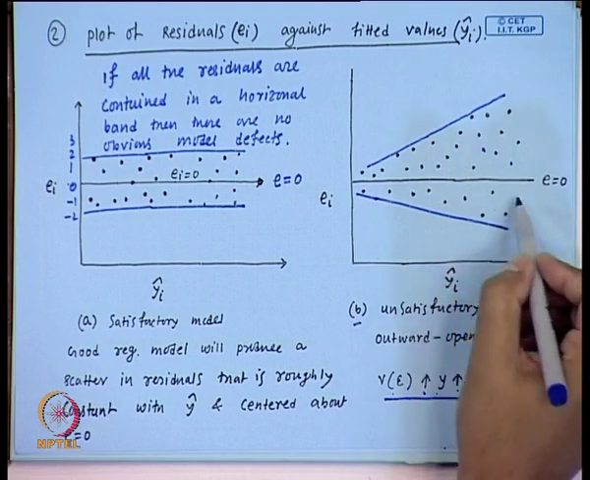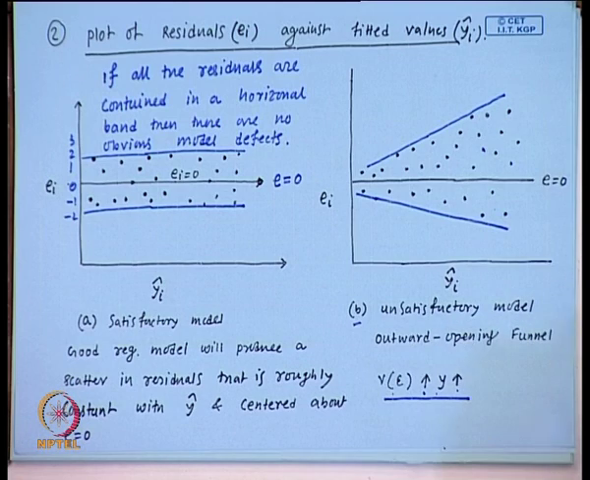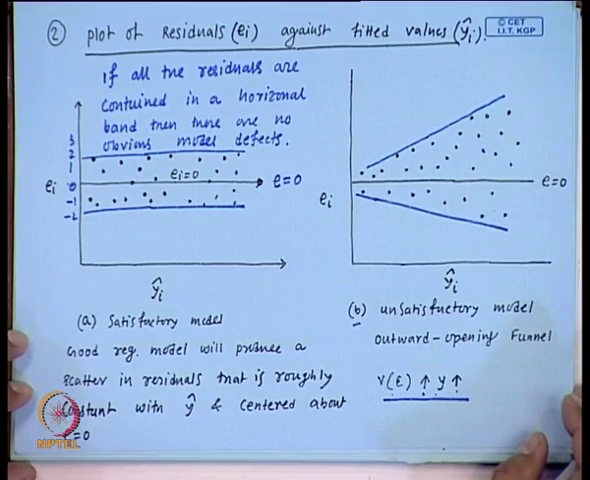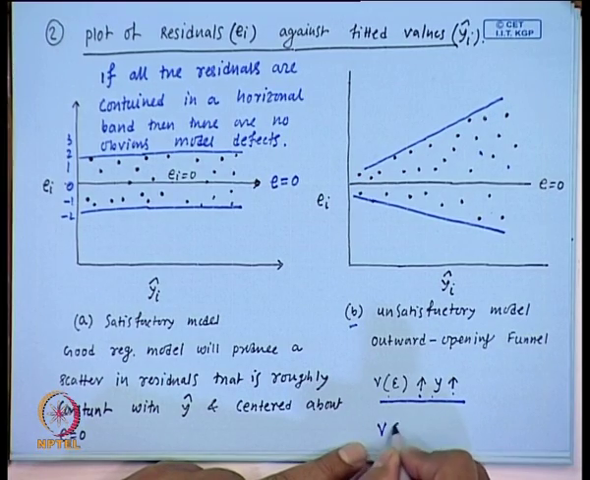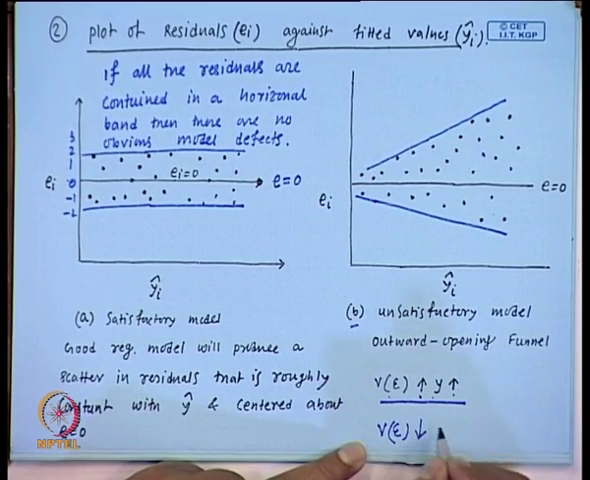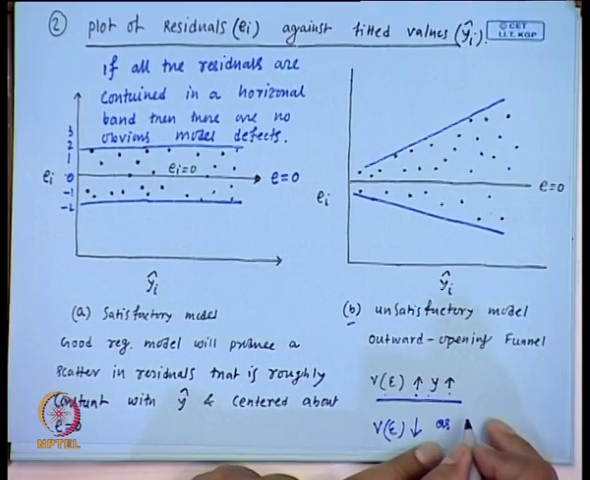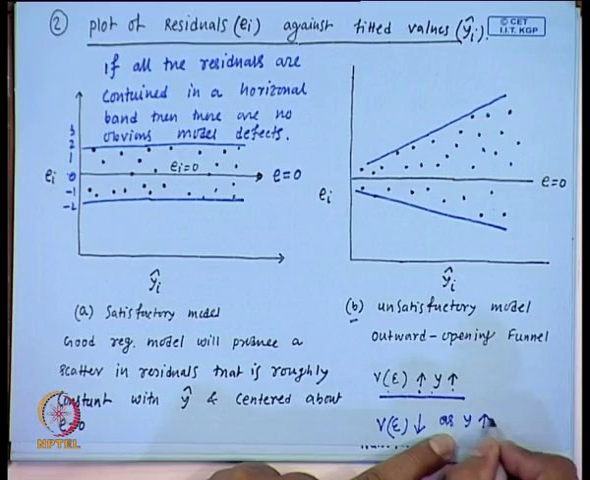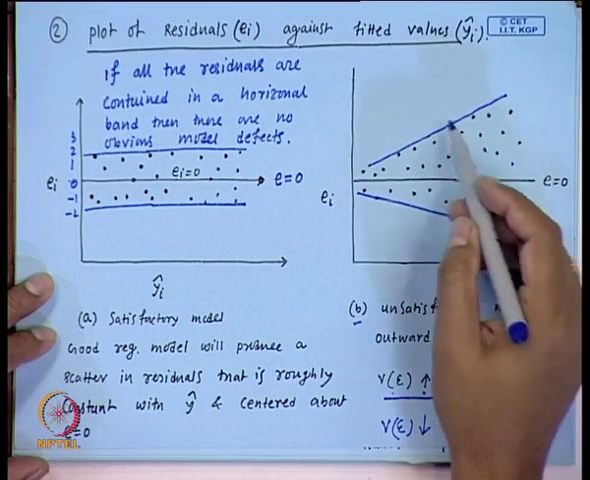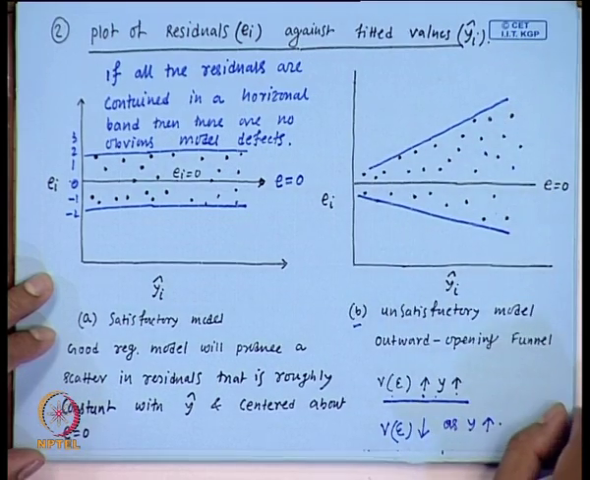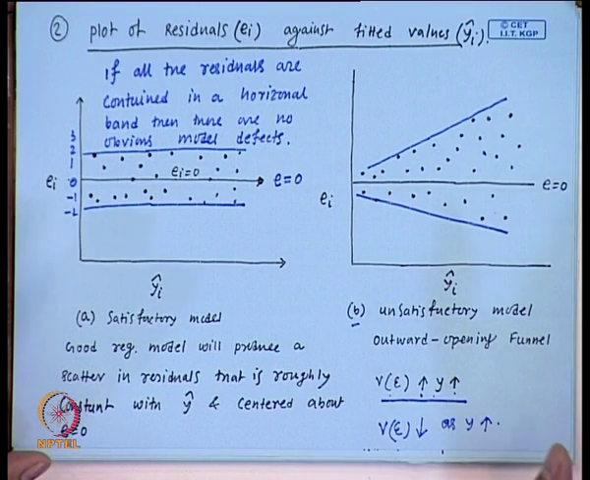That means it would look like this. In that case, it also indicates non-constant variance of epsilon. In that case, the variance of epsilon decreases as Y increases. So, it could be an outward open funnel or an inward open funnel. Both cases indicate non-constant variance of epsilon.